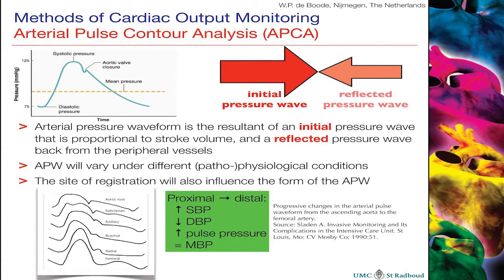Why is that? The arterial pressure waveform is the resultant of an initial pressure wave and a reflected pressure wave. The first initial pressure wave is proportional to stroke volume, and the reflected wave is coming back from the peripheral vessels. You can expect that the arterial pressure wave will have a high variation in different physiologic and pathophysiologic conditions. And also, it's very important where you measure the arterial pressure waveform, because the more distal you measure, the more you will get another waveform.